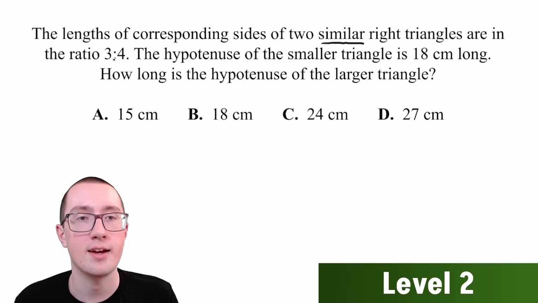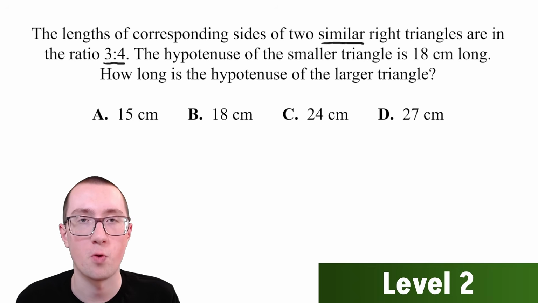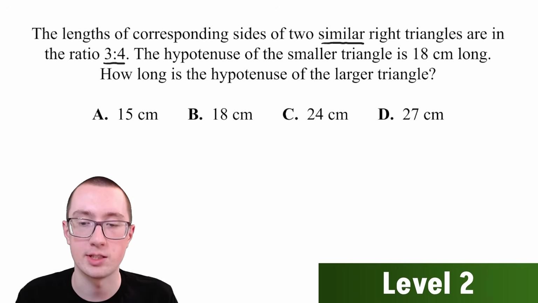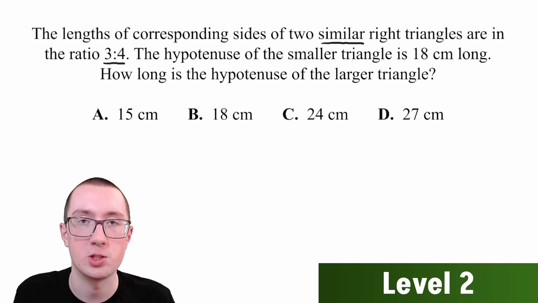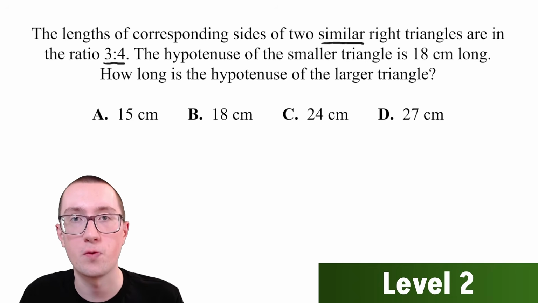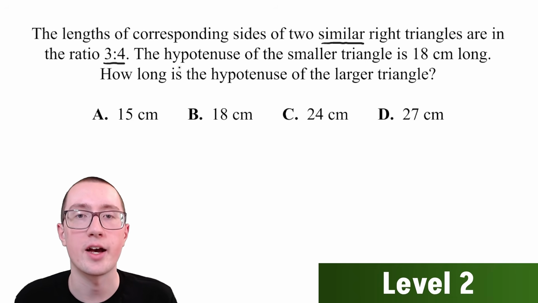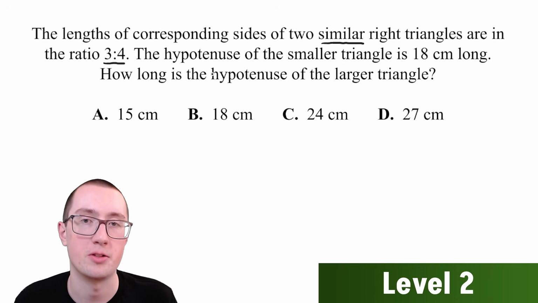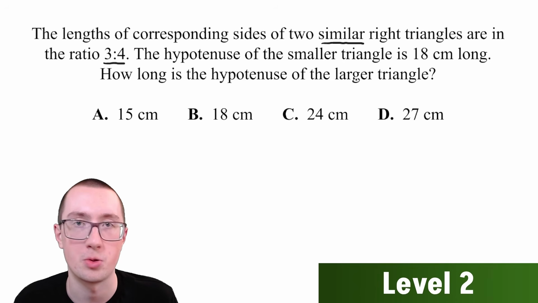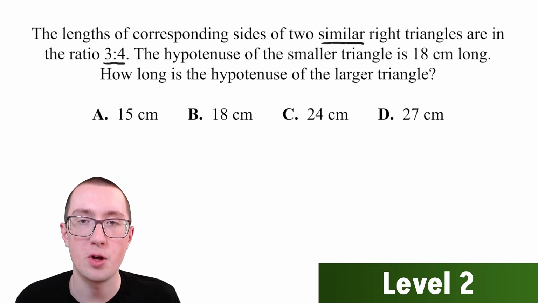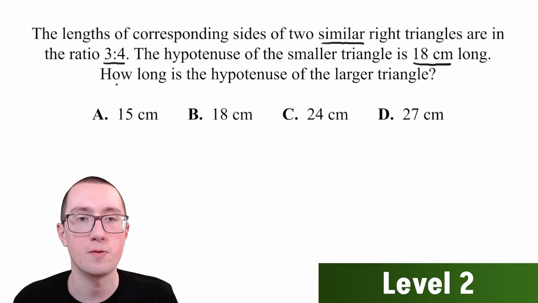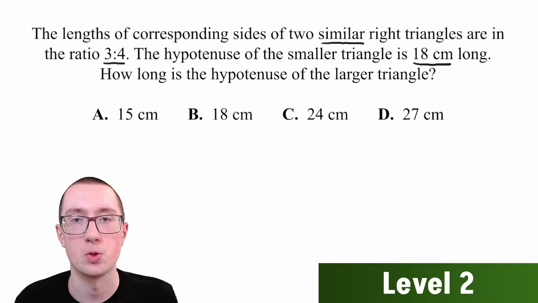And it says that the sides are in the ratio 3 to 4. So whenever you see a ratio, that means, for example, if a side of one of the triangles was 3 inches long, then the other one would be 4 inches long. Now, it does say that it's the hypotenuse of the smaller triangle, but that really doesn't matter because the hypotenuse is just the longest side, so who cares? But it does say that of the smaller triangle, it's 18 centimeters long. And we just need to find how long that side is for the larger triangle.